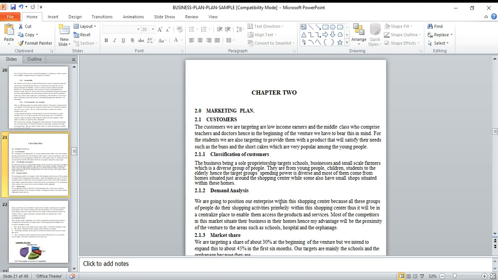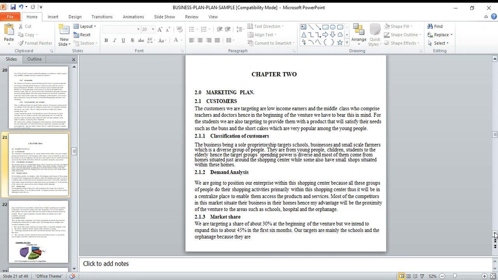Under demand analysis, we are going to position our enterprise within this shopping center because all the groups of people do their shopping activities primarily within this shopping center. Thus, it will be in a centralized place to enable them to access the products and services. Most of the competitors in this market situate their business in their homes. Hence, my advantage will be the proximity of the venture to areas such as schools, hospitals, and the orphanage.